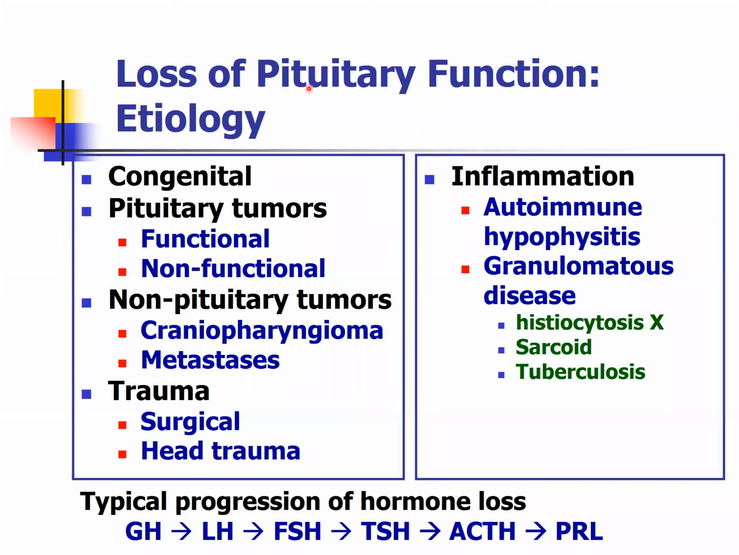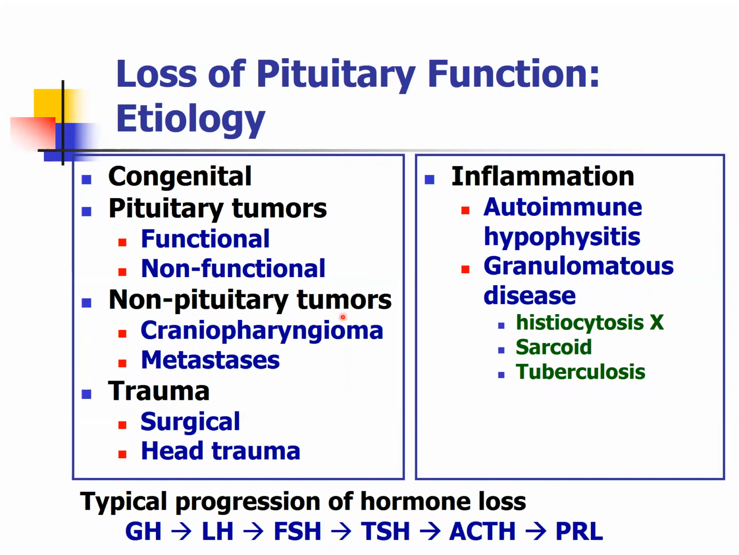When we do have a loss of the pituitary function, what can cause it? It can be congenital, for example. It can be due to some pituitary tumors. Those tumors can secrete some hormones, but some other tumors are not going to secrete any hormone. However, due to the compression, usually the other cells are compressed. So this is why the pituitary is losing the function.